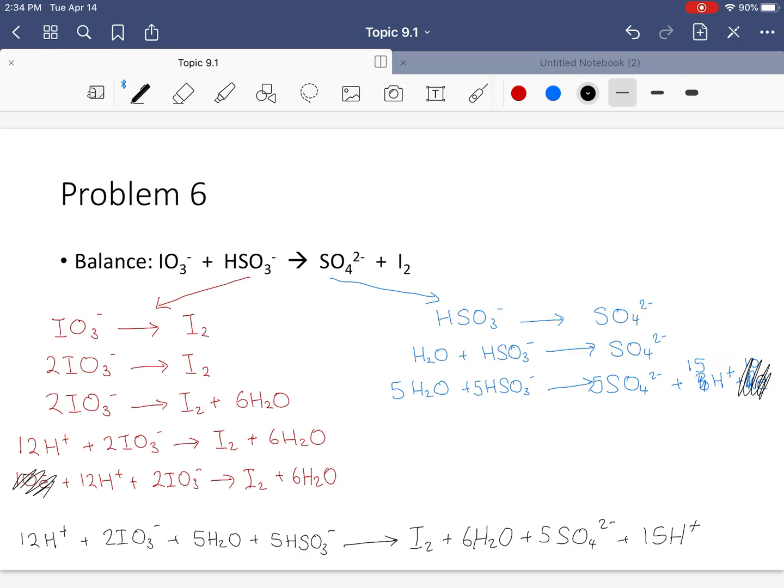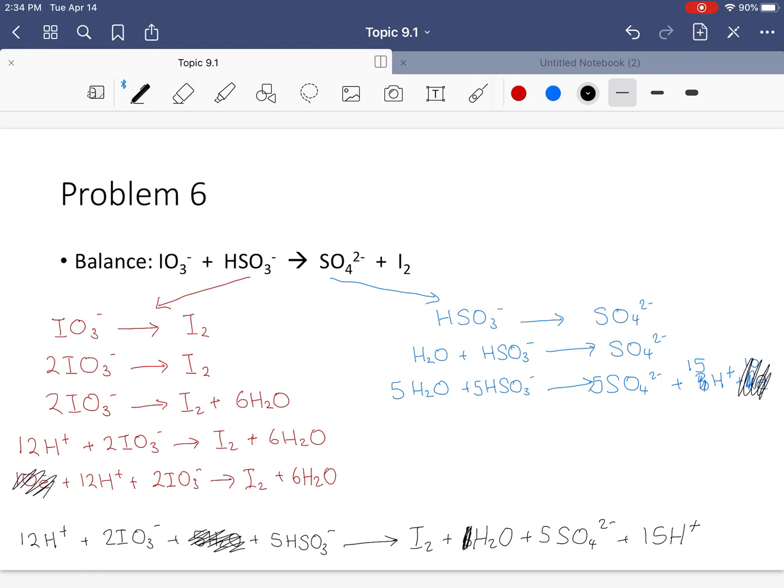There we go. We're done. Well, wait, not yet. Hey, look, you can actually cross out certain things in this reaction. Do you see water? Look at water. There's 5 water here. There's 6 water here. We can just take this whole thing out. 6 minus 5 is 1, so we take out the 6.